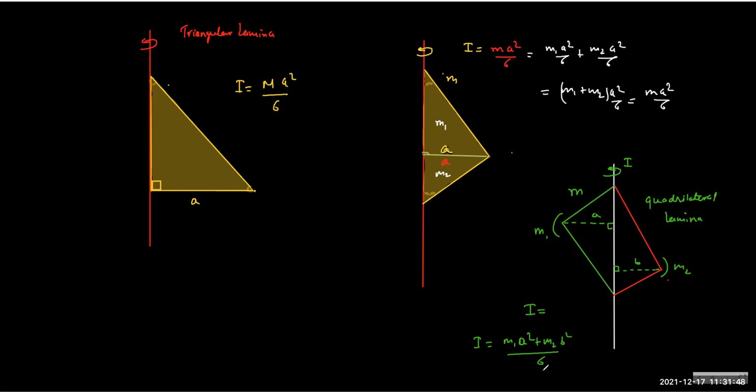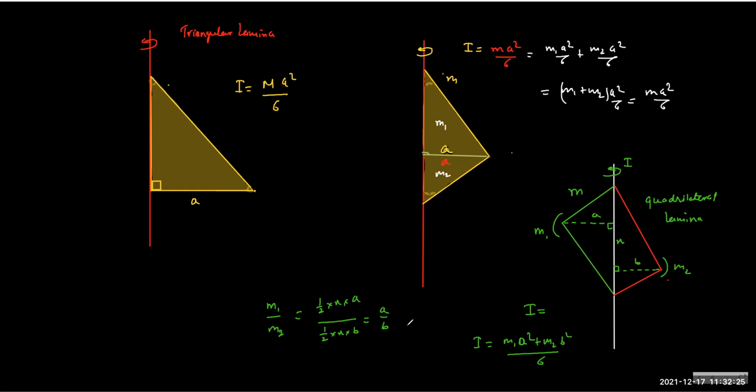But what is M1? What is M2? Now we can say M1 and M2 will be proportional to area. So M1 upon M2 is equal to half into base into height. Base is the same for both, so let's call X the base. The white line is the same for both triangles. So it turns out the mass ratio is equal to the perpendicular distance ratio, A is to B.